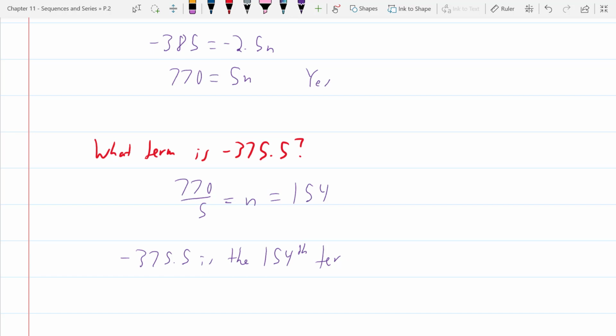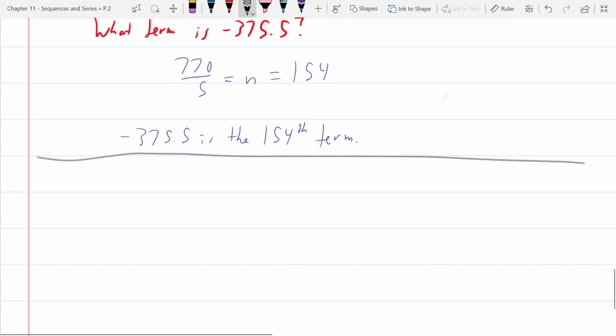See how valuable that formula is? There are a lot of questions we can answer. Okay, next break line, and we're going to go on to problem 3.